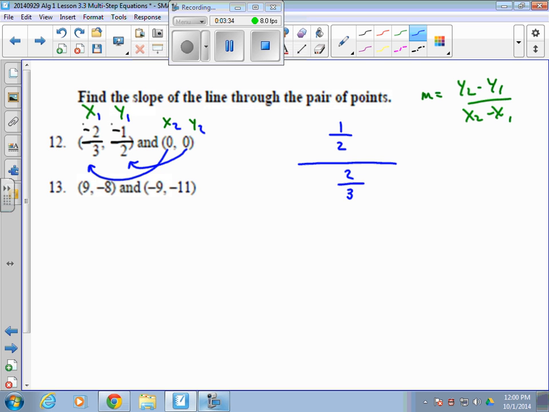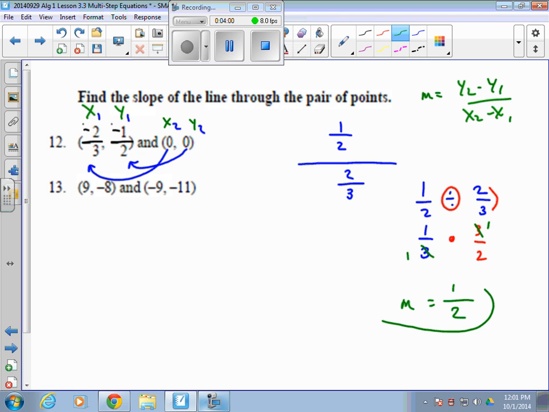Another way you can write that is 1/2 divided by 2/3, which we know that means to take 1/2, take division and call it multiplication, and multiply by the reciprocal, 3 over 2. So you can cross cancel 3 and 3, multiply straight across. 1 times 1 is 1, and 1 times 2 is 2. So your slope of that first line is 1/2.